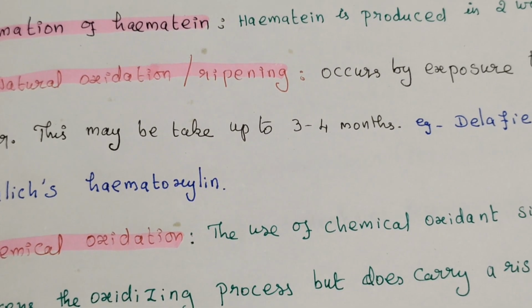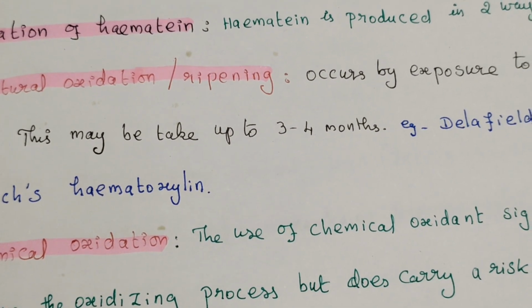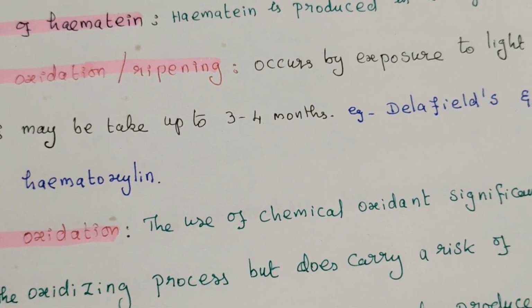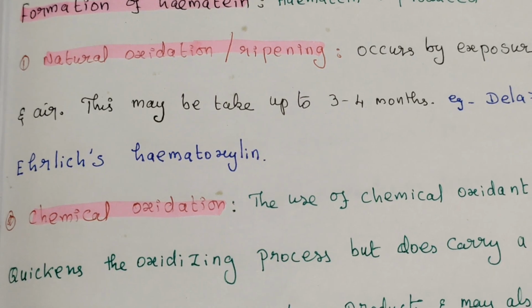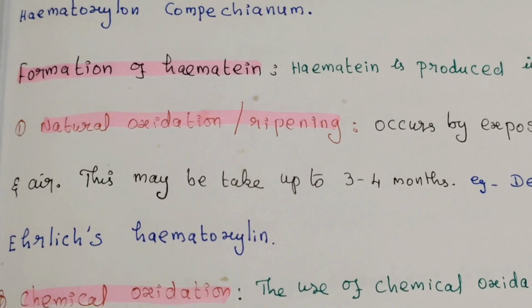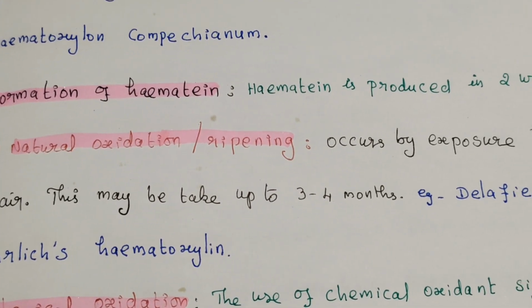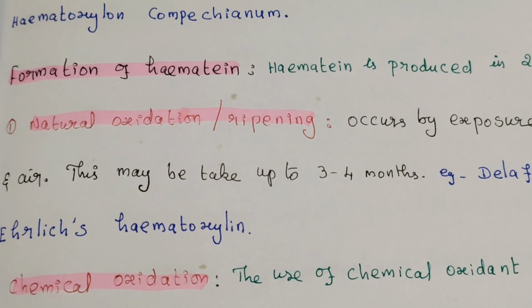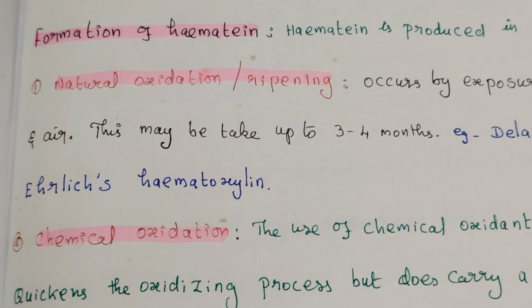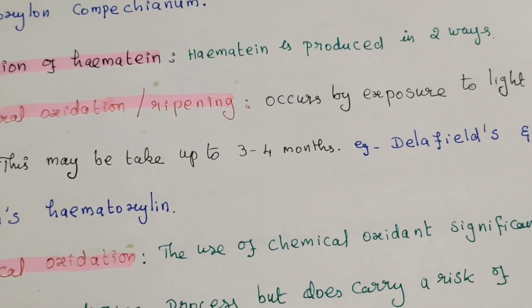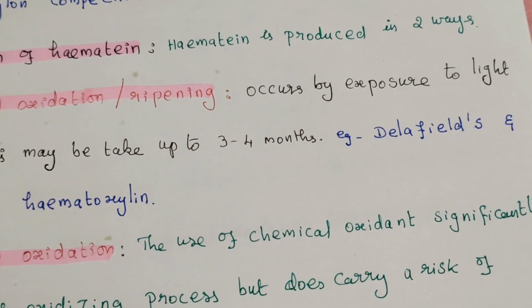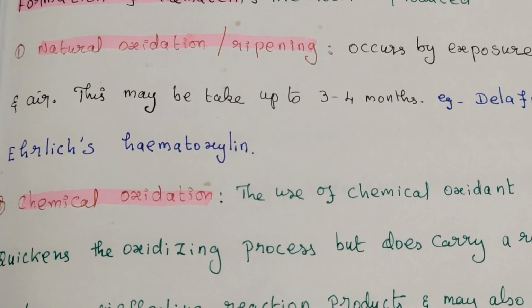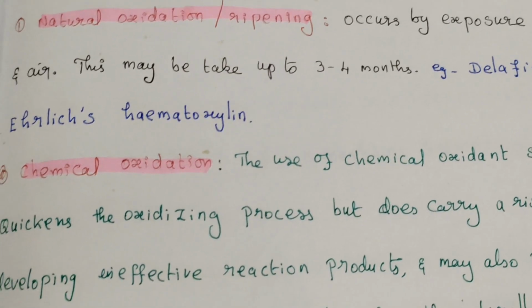This may take up to 3 to 4 months. Examples are Delafield's and Ehrlich's hematoxylin. So there are two ways of forming hematein. The first is the natural way: by using light and air, the ripening process occurs. It takes 3 to 4 months. Examples: Delafield's and Ehrlich's hematoxylin.